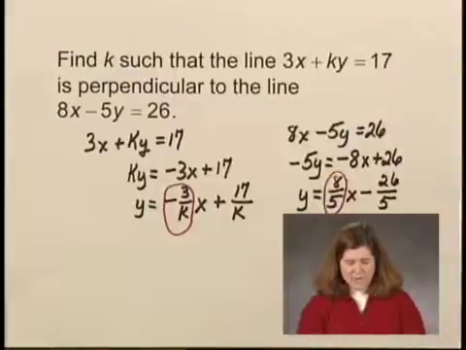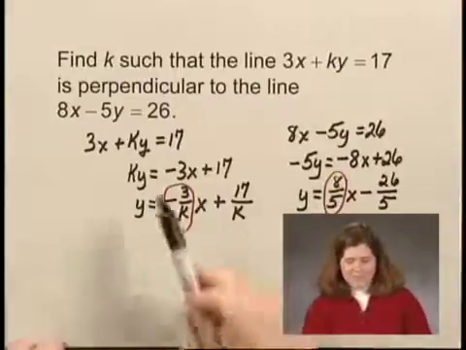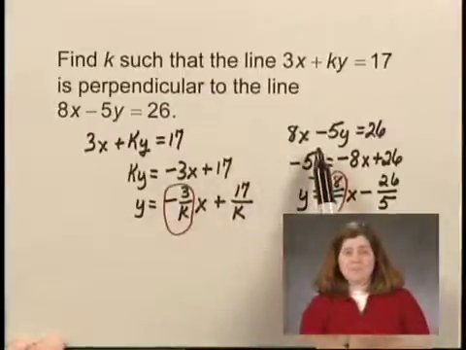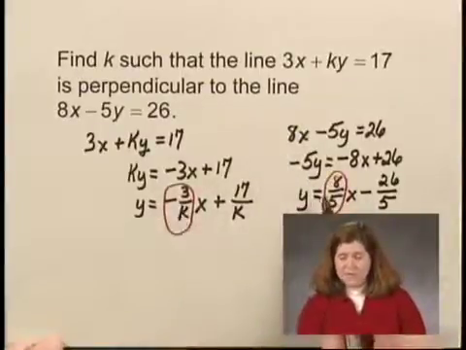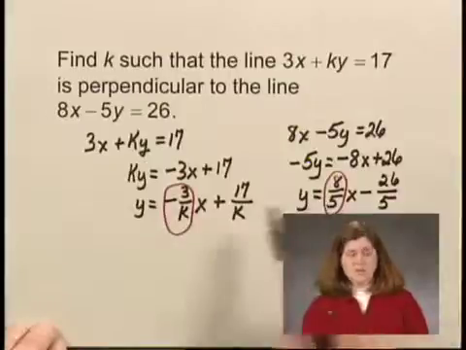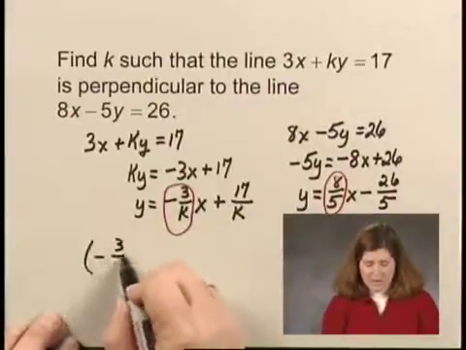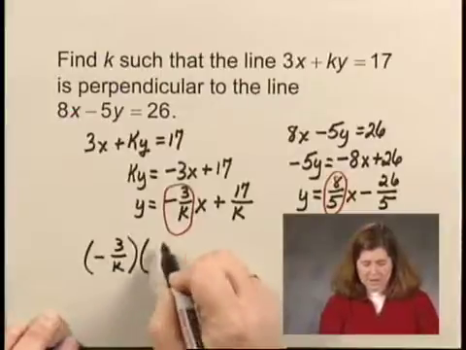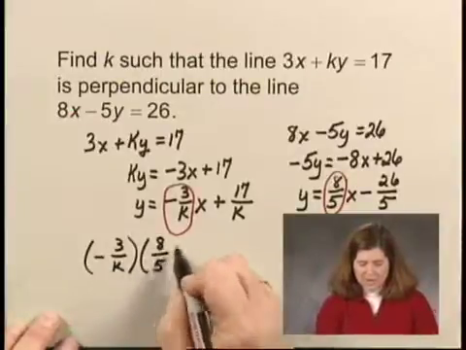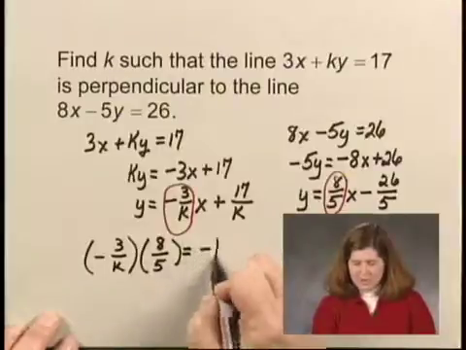Now we find the slope of the two lines. How are they related to each other? This line and this line are perpendicular. That means the product of these slopes has to be -1. So let's write that. -3 over k times 8 over 5 has to equal -1.